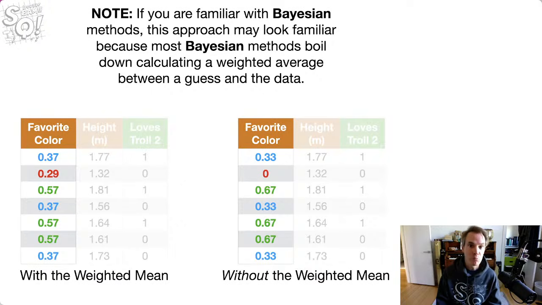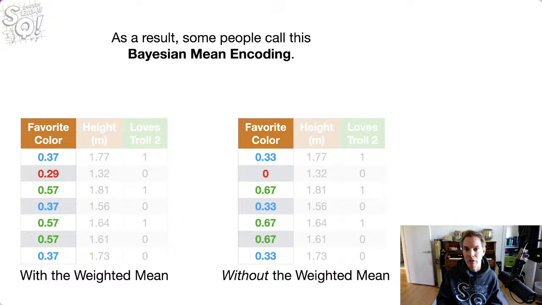Note, if you're familiar with Bayesian methods, this approach may look familiar because most Bayesian methods boil down to calculating a weighted average between a guess and the data. Usually with very little data, the guess has the most weight. And as you add data and increase your data set size, the data becomes more important to determining the output. So that's sort of like Bayesian methods in a nutshell right there. As a result, some people call this a Bayesian mean encoding.